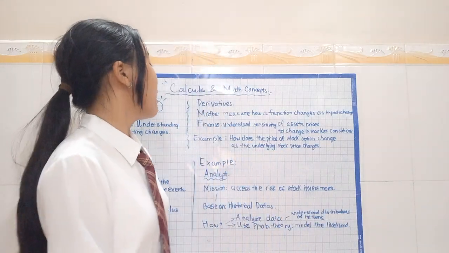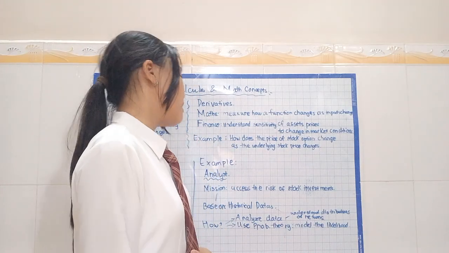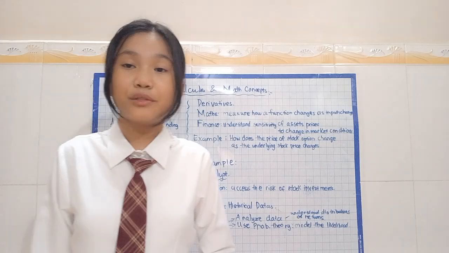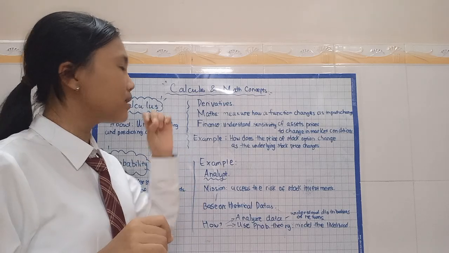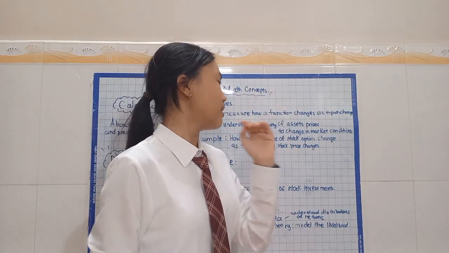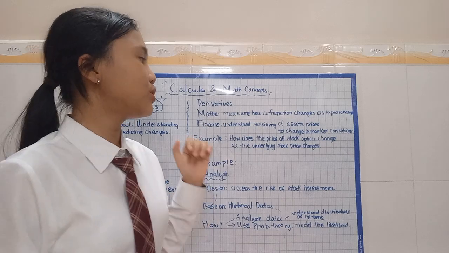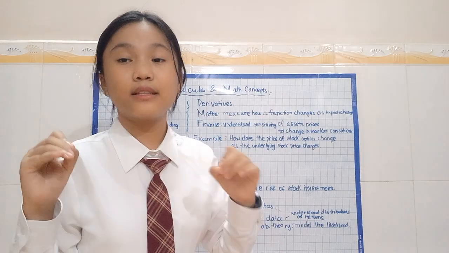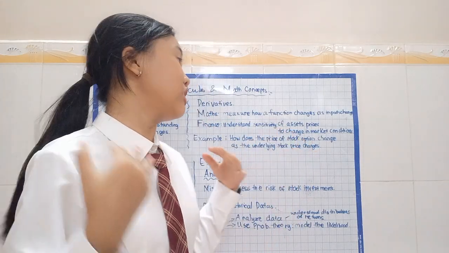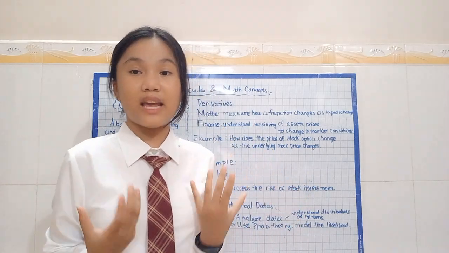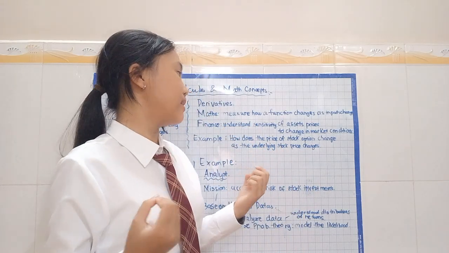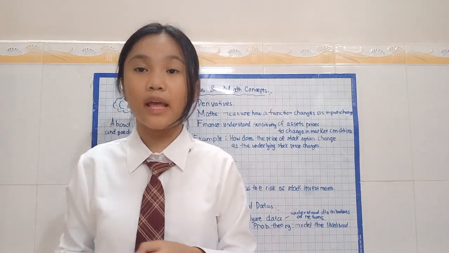We also have finance. In finance, there are a lot of interesting things related to calculus. Here we could use it as a way to understand the sensitivity of asset prices to change in market conditions. It's used to understand how easily the asset prices change in market conditions. Everybody knows that the market doesn't just stay stable, and by using calculus, we can understand how it changes in different situations.